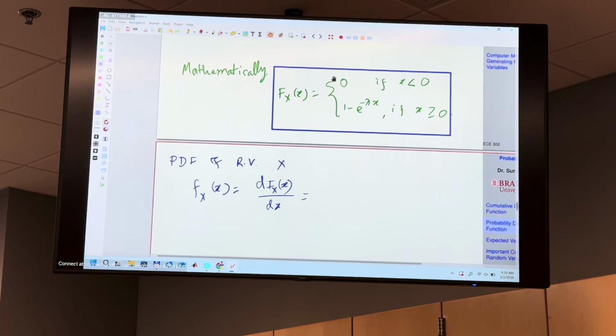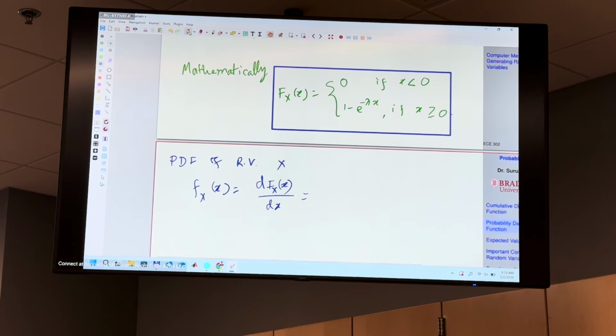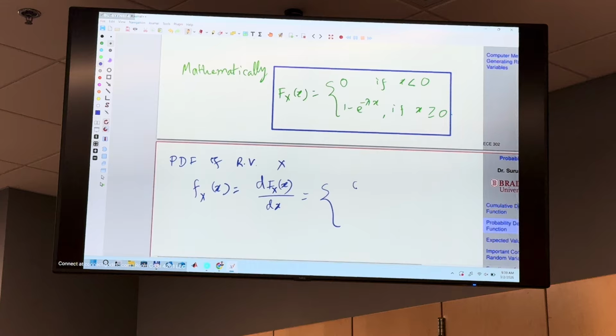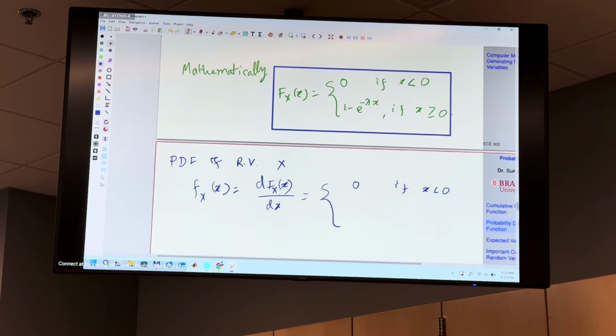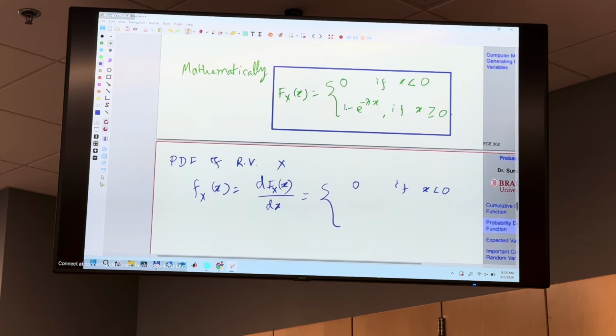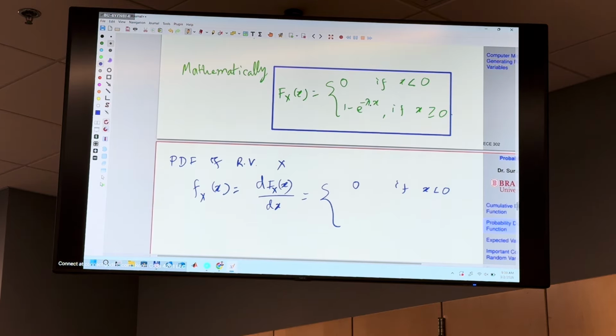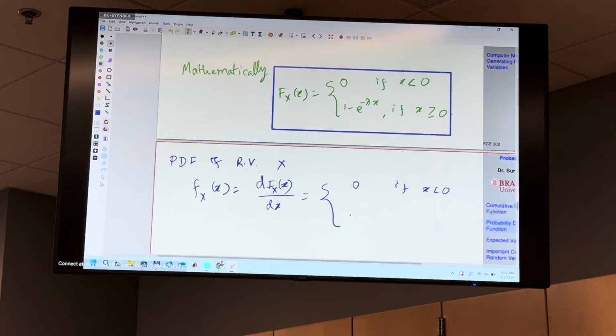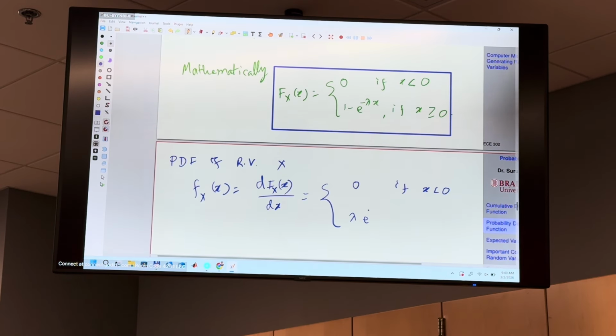So you know that it is 0 for x less than 0. So it is going to be 0 if x is strictly less than 0. And if you take the derivative with respect to x, what do you see? This is 0 minus e to the negative lambda x, and then if you take the derivative of this quantity, you get negative lambda. That negative and this negative becomes positive, so you are left with lambda e to the negative lambda x.